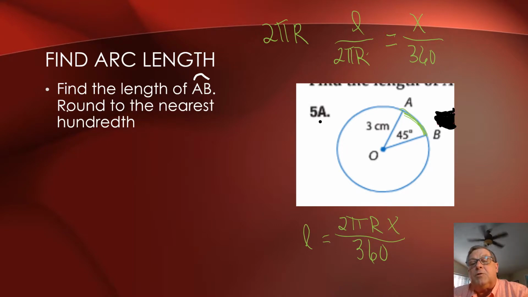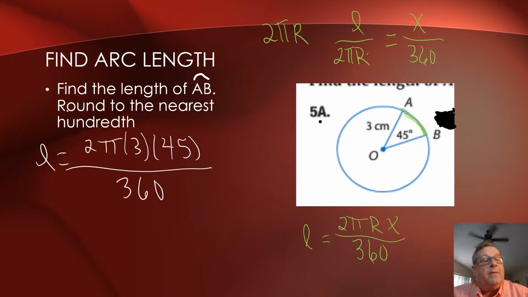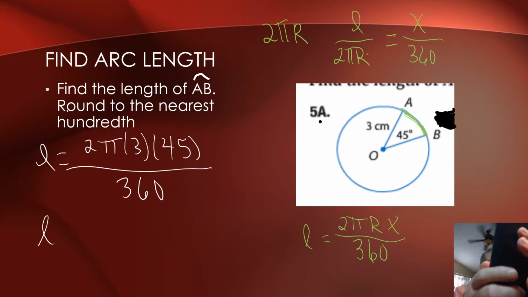So here on the right, we have a central angle of 45. We have a radius of 3 centimeters. And so let's just plug this into our formula and let's find the length of AB. So the length is going to equal 2 pi, and our radius is 3 centimeters, times 45 for the central angle, divided by 360. And we're going to put this into the calculator.